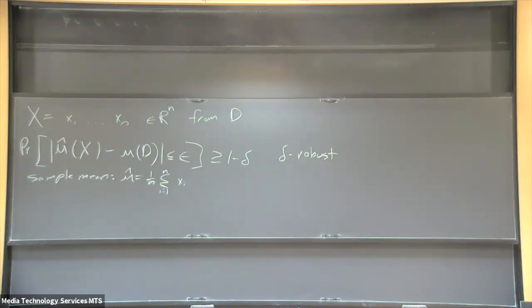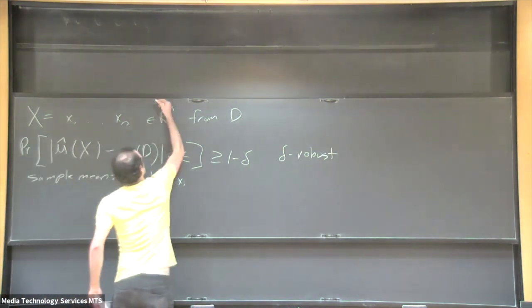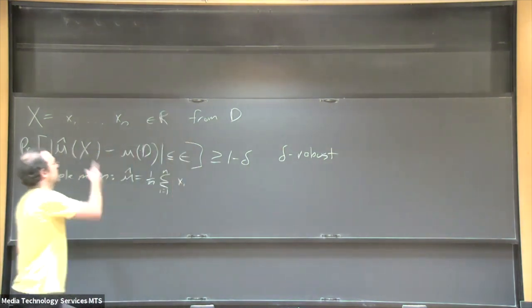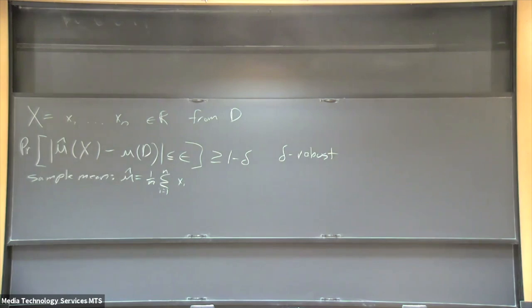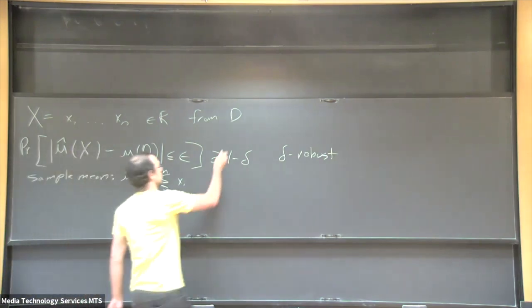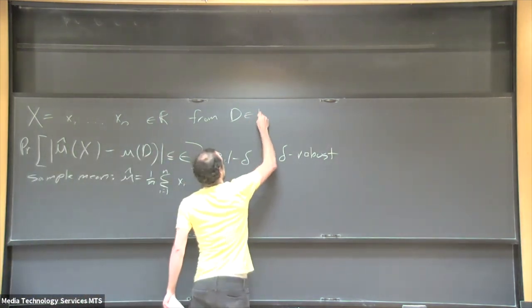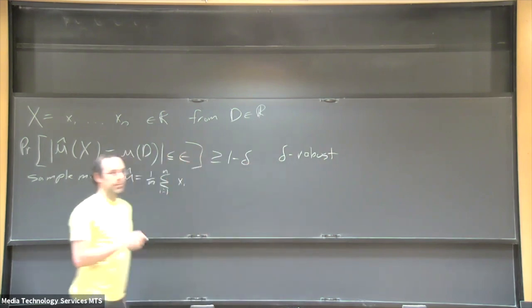This is minor, but did you want the dimension of the vector of n samples to be n? Yeah, okay. So my sample individually is a real number. Xi is a real number. So D is a distribution on the real numbers.